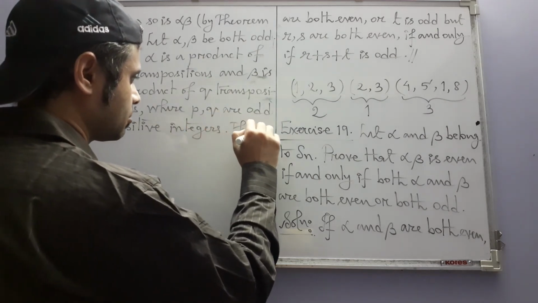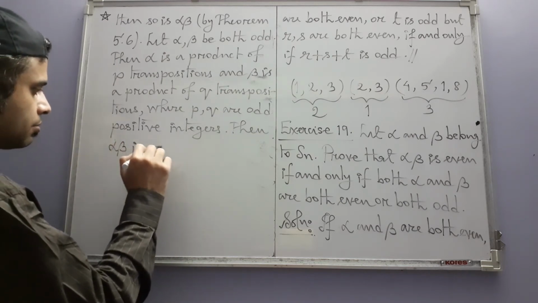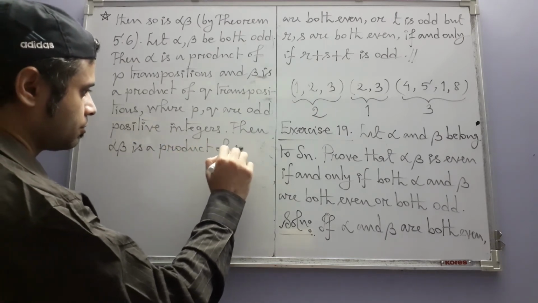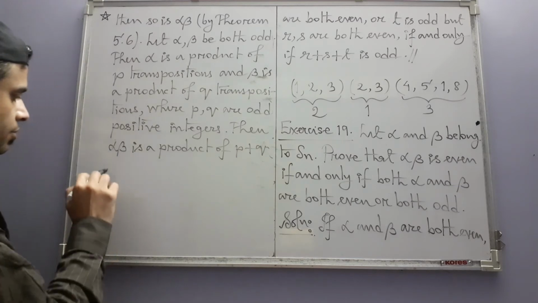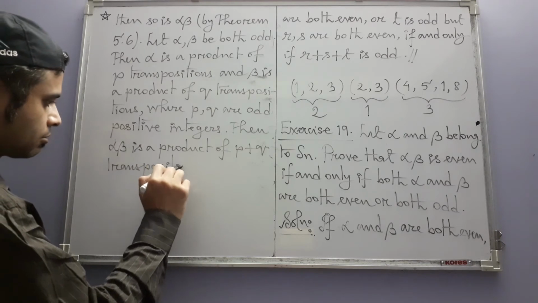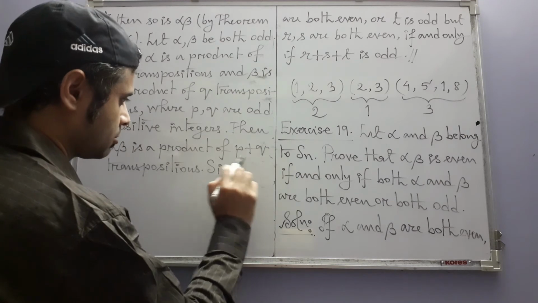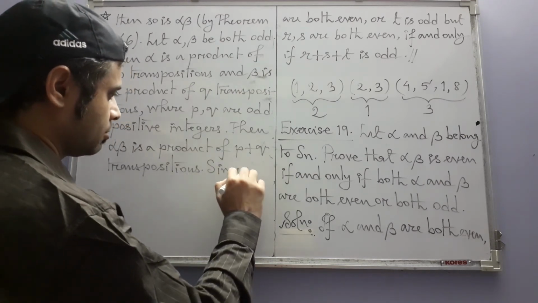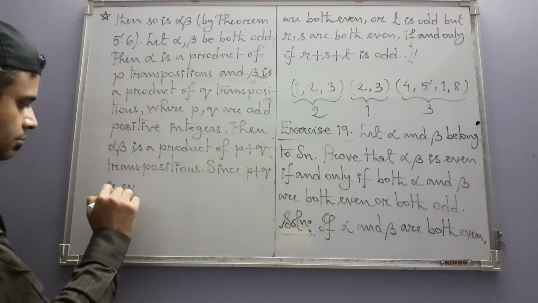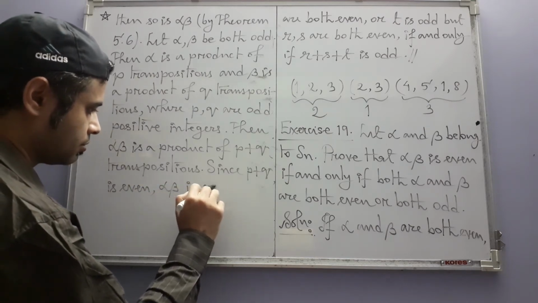Then alpha beta is a product of P plus Q transpositions. Since P plus Q is even, alpha beta is even.